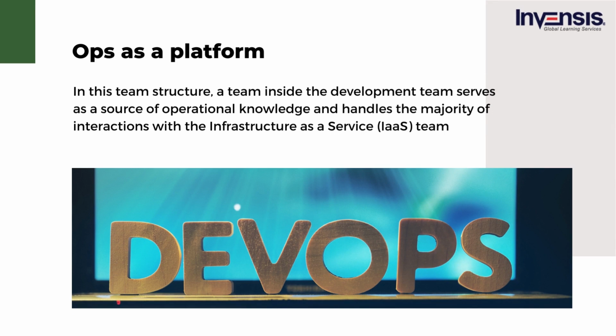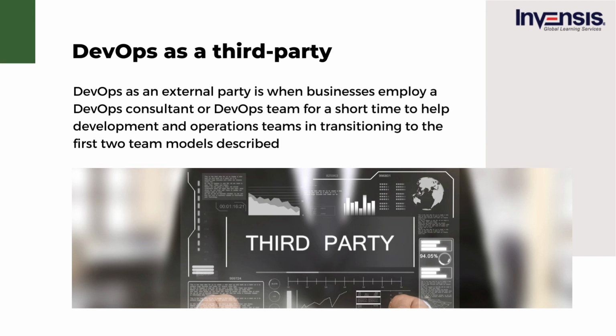Fourth, Ops as a platform. In this team structure, a team inside the development team serves as a source of operational knowledge and handles the majority of interactions with the infrastructure as a service, or IaaS, team. This team structure is reliant on cloud-based applications since the IaaS team provides the development team with scalable virtual services. Fifth, DevOps as a third party. DevOps as an external party is when businesses employ a DevOps consultant or DevOps team for a short time to help development and operations teams in transitioning to the first two team models described, which are development and operations collaboration and development and operations together.